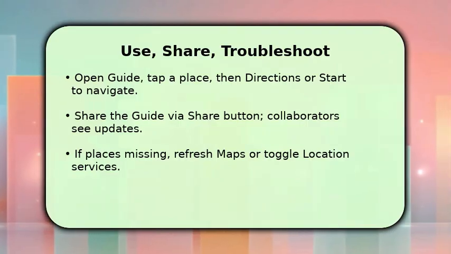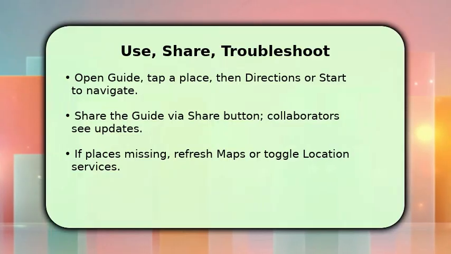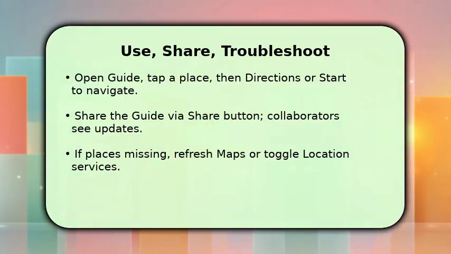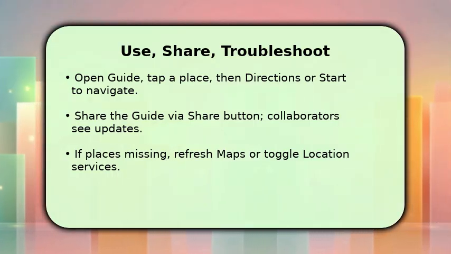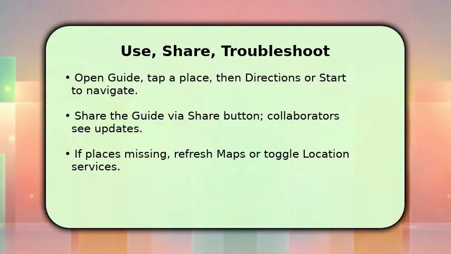If a place doesn't appear or directions are wrong, close Maps, toggle Location Services, and refresh the guide. Reinstalling Maps rarely helps but can reset cached data. If problems persist, check for an iOS update and retry.